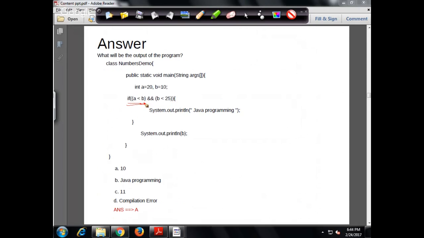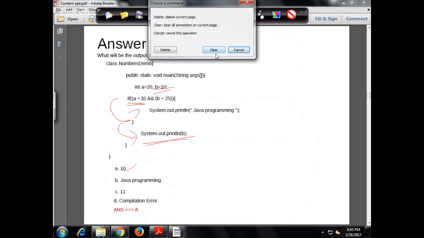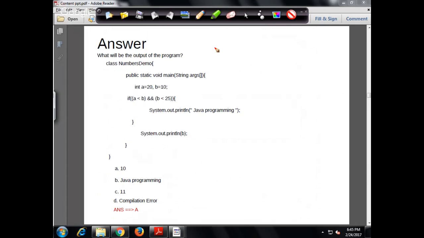The value of A is 20 and B is 10. So this first condition is actually false. So the flow will not go into the next line. It will actually go to the line which is outside the if construct. So it is going to print the value of B over here, which is equal to 10. So the correct answer is 10. I'm really glad that you guys were able to answer this question without really having to look into the tip. So I'm quickly going to move to our next question for operators.